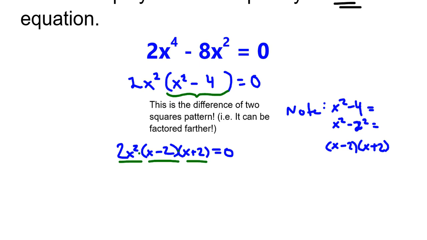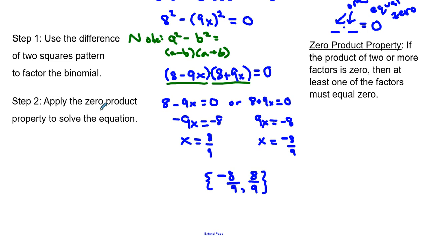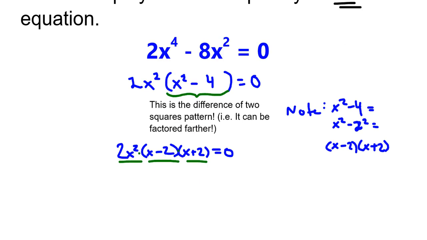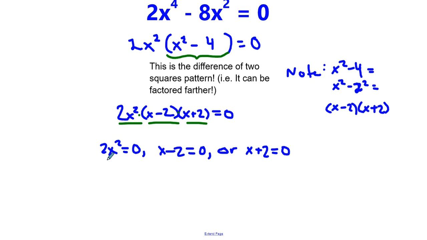So just like in that last example, two examples ago, we need to apply the zero product property, and that says that one of those factors must equal a 0 if their product is 0. So one of these three factors must equal 0 if their product is 0. So either 2x squared equals 0, x minus 2 equals 0, or x plus 2 equals 0. So now I don't just have two factors getting set equal to 0, I have three possibilities. All right, so I need to solve all three of these.